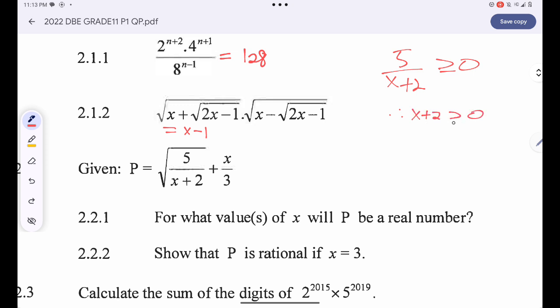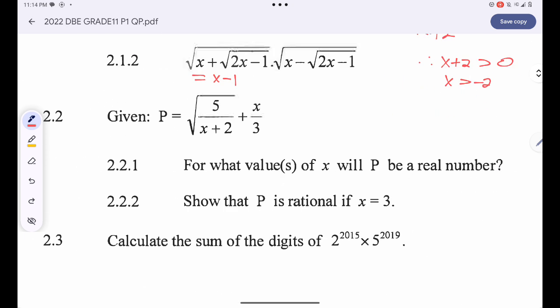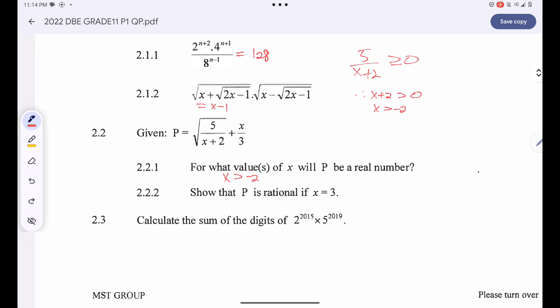Please note I cannot say greater than or equal to 0. Why? Because x plus 2 is at the denominator. I cannot have my denominator be equal to 0, because once the denominator is equal to 0, the entire number will be undefined. So for this thing to be real, x must be greater than negative 2.